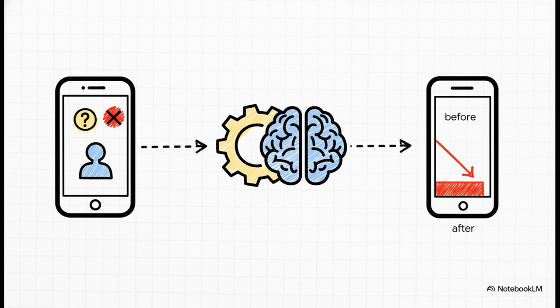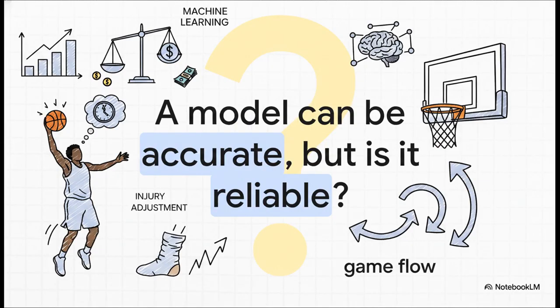The system is constantly pinging ESPN's injury API, so if a player's status flips from questionable to out just minutes before the game, boom, the probability is updated instantly. No human has to lift a finger. All right, so the model is clearly smart.